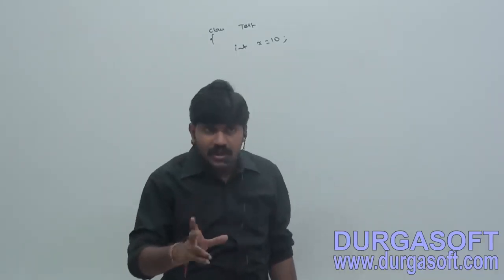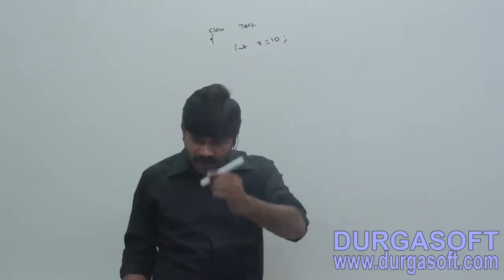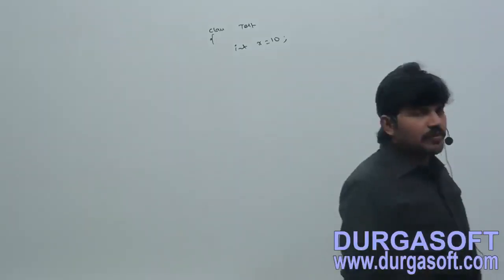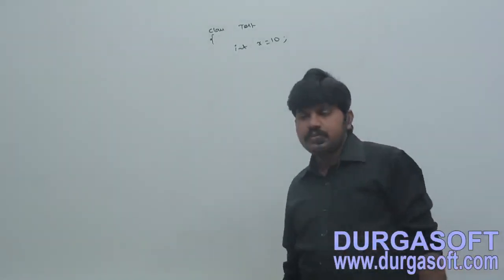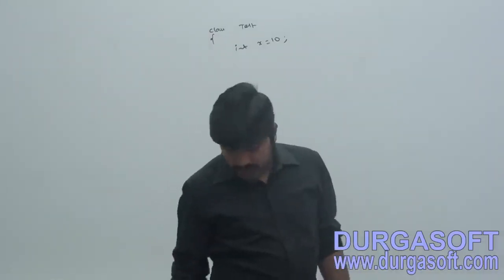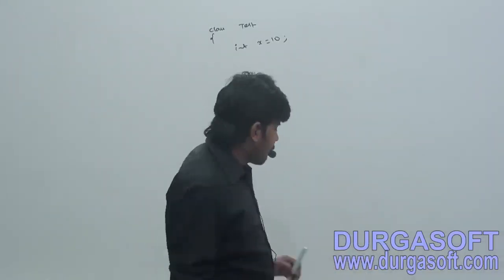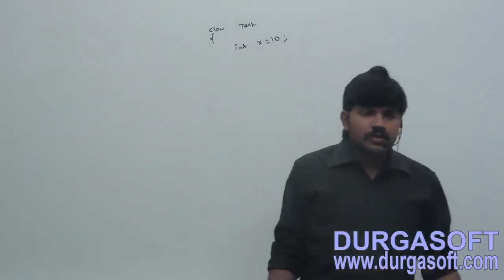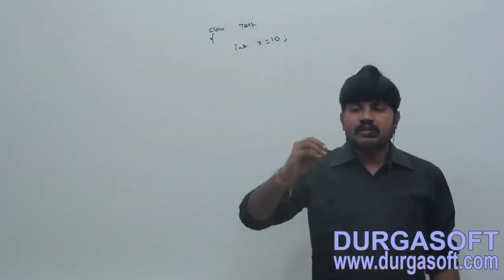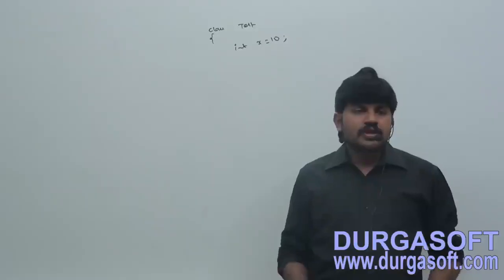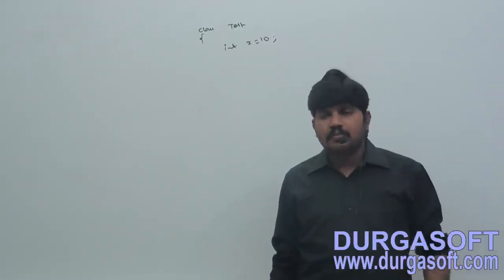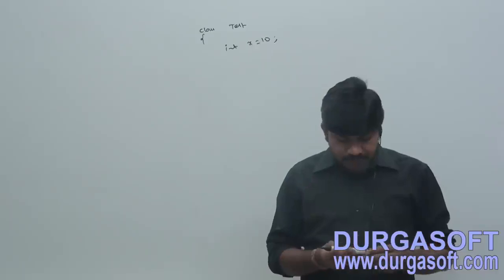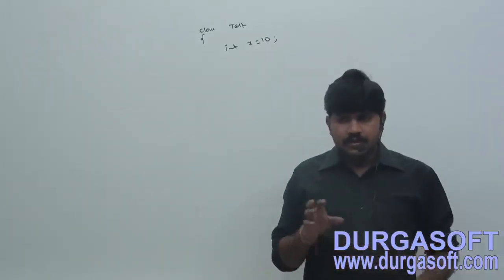Clear, right? In which memory area will instance variables be saved? Instance variables will be stored in the heap memory as part of the object. Okay, this is one point.